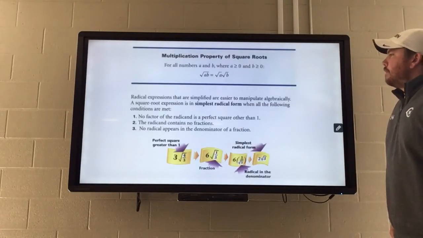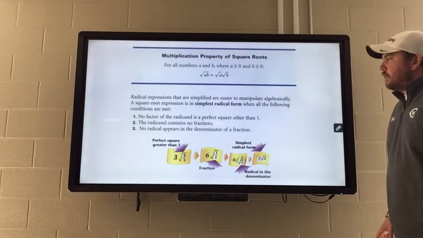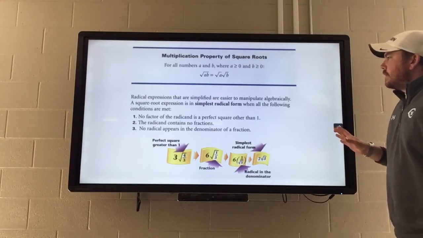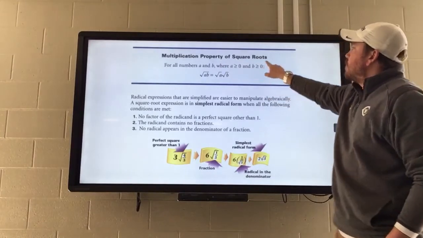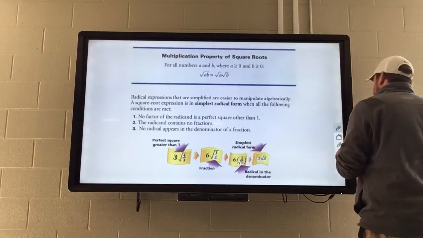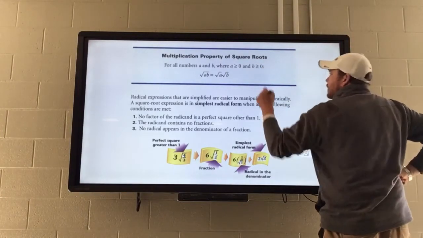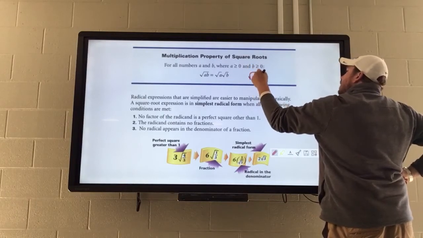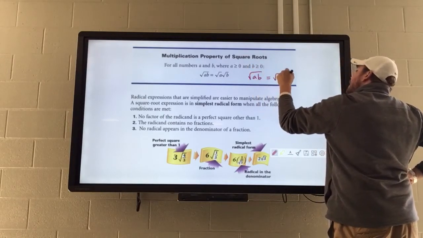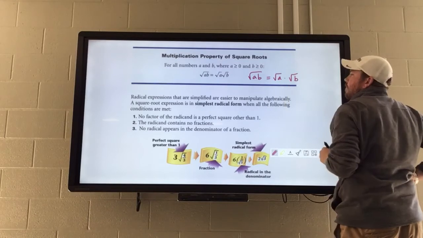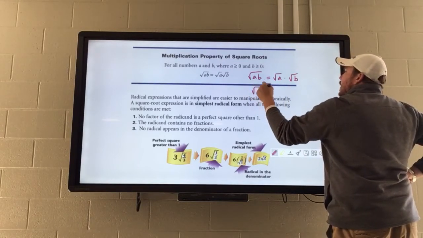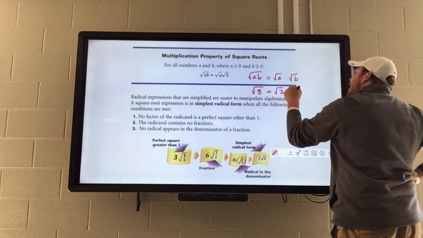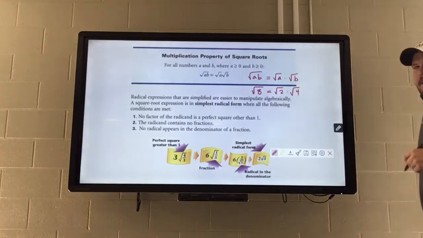Now, writing in simplest radical form. To do this, we're going to be using the multiplication property of square roots. What the multiplication property of square roots tells me is the square root of AB is equal to the square root of A times the square root of B. All right, so for instance, I could say the square root of 8 is equal to the square root of 2 times the square root of 4. And I'm going to show you how that's very useful in just a second.